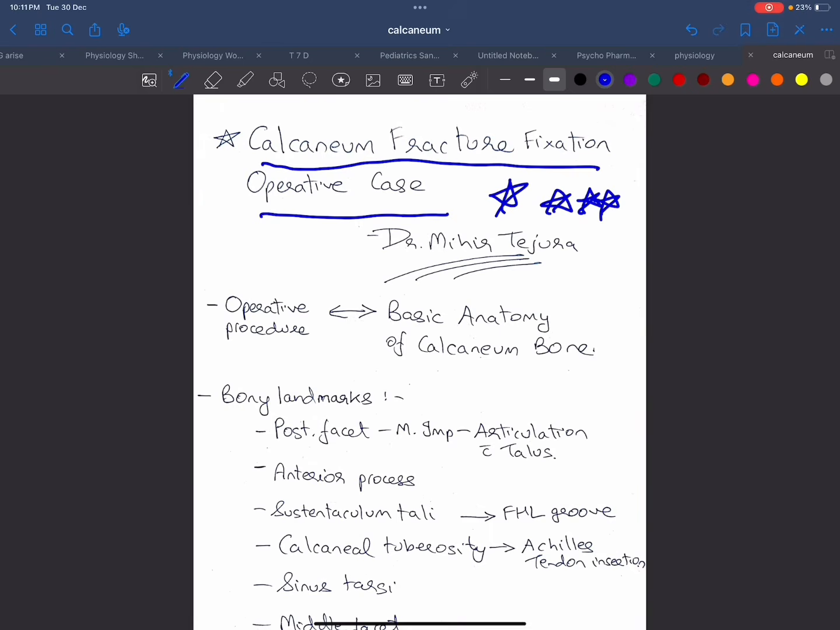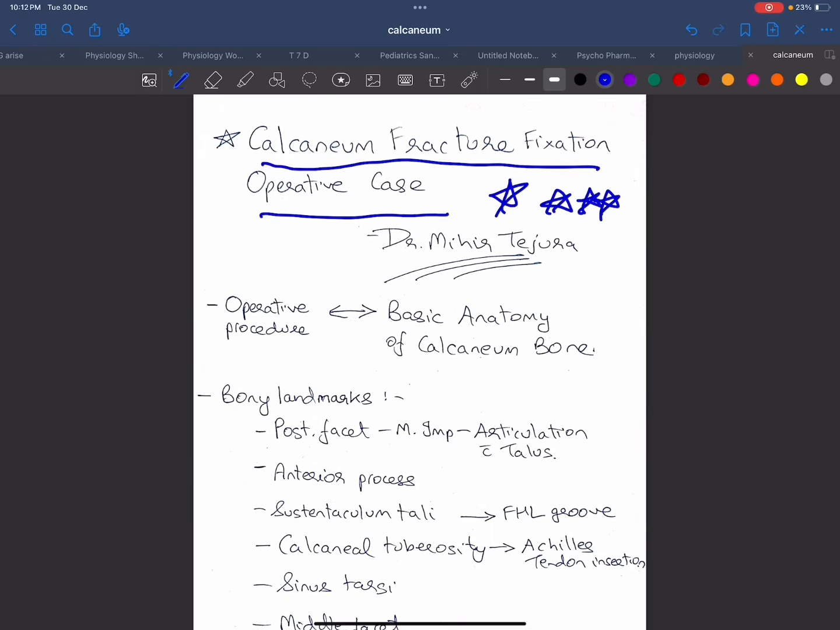Following which we will see an operative case of a 30 years old gentleman who had a history of fall from height, following which he sustained a right sided calcaneum fracture. So without further ado, let us quickly discuss the salient concepts, following which we can directly go to OT to discuss the operative case.